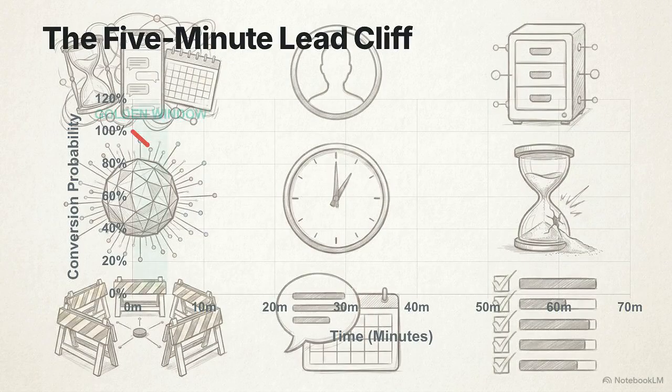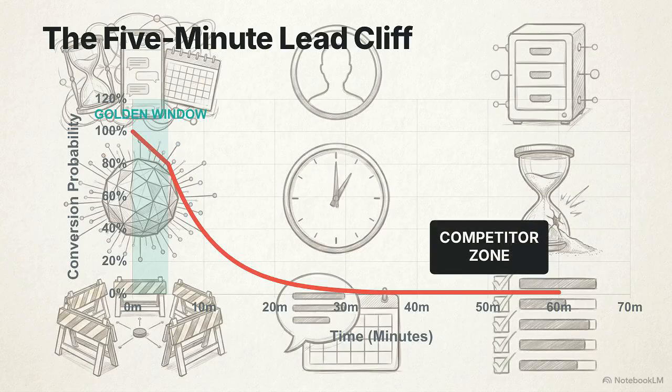This line graph shows lead conversion probability based on response time. Conversion rates are 8 times greater when contact is attempted in the first 5 minutes. But look at the 60-minute mark. Buying intent flatlines. The prospect has likely already booked with a competitor.